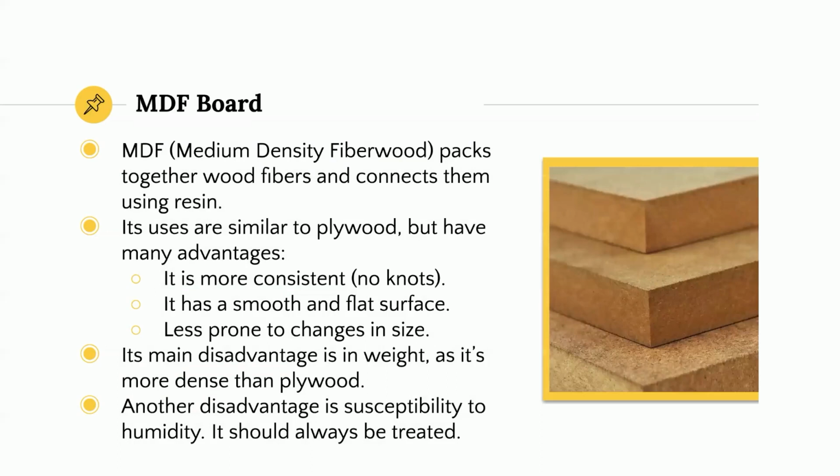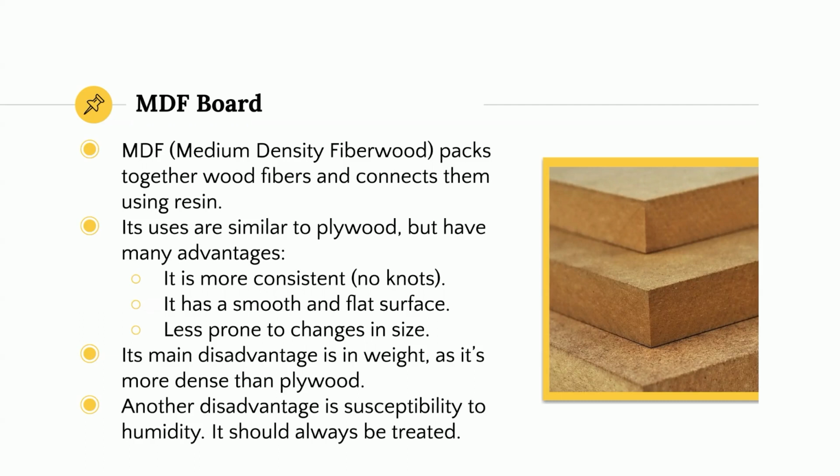MDF board. MDF, or medium density fiberboard, packs together wood fibers and connects them using resin. Sometimes they'll use wax as well. Its uses are similar to plywood, but it has many advantages. It is more consistent, so we don't have knots, which sometimes show up in plywood or sheets of wood and cause weird inconsistencies in the strength of the wood. It has a smooth and flat surface, so you don't have to deal with the surface being bumpy or rough. It's smooth, it works, it's consistent.